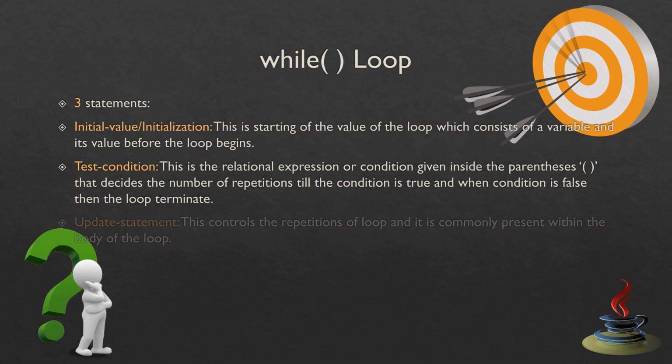Then the third one is your update statement. This controls the repetition of the loop, and it is commonly present within the loop body part. That means the update statement is always inside the while loop body. It never comes after the while loop body. If you write it after the loop body, then there is no update. That means the test condition is always true or always false. If the condition is already false, then the loop body part will not be executed.